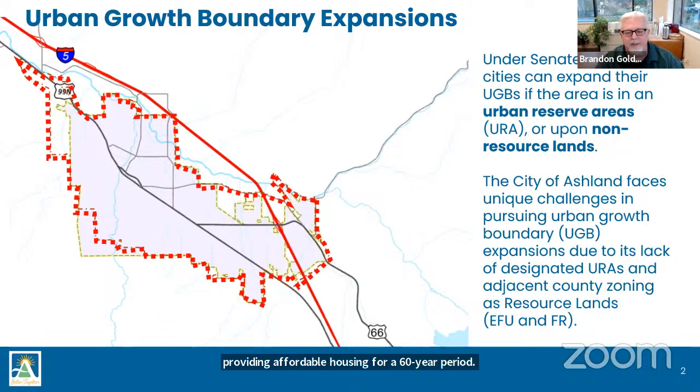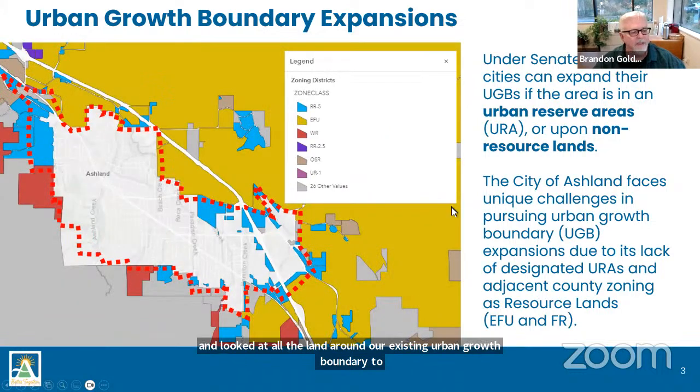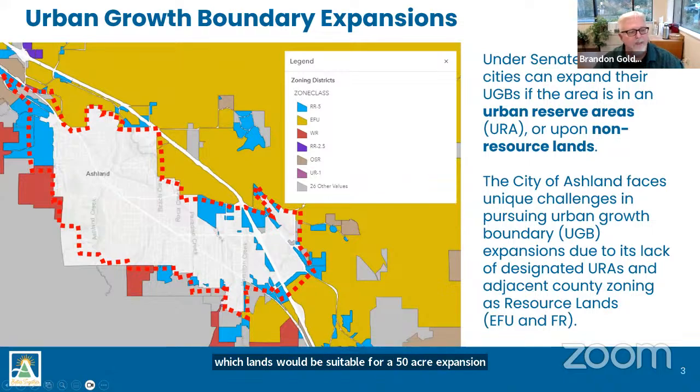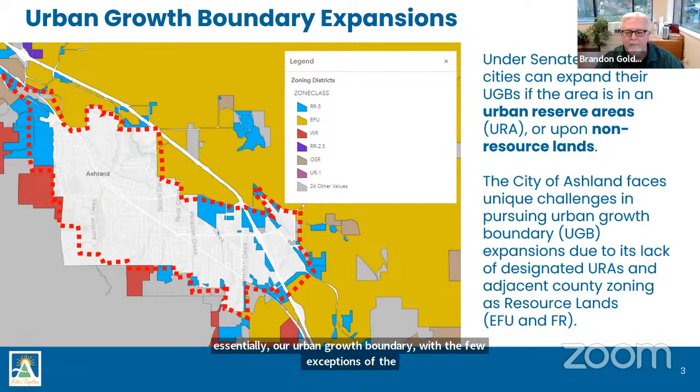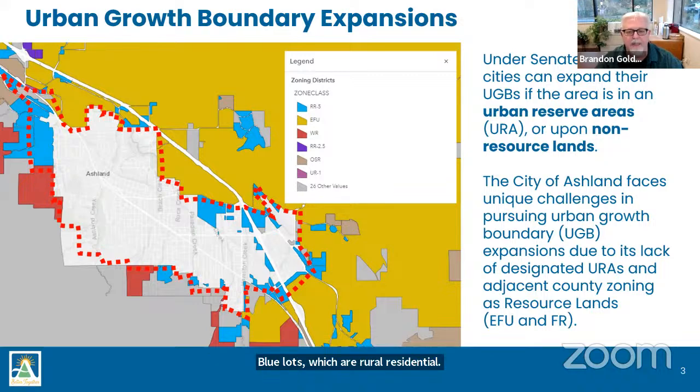Once Senate Bill 1537 was passed, like all cities in the state, we were probably one that went and looked at all the land around our existing urban growth boundary to identify which lands would be suitable for a 50-acre expansion. Some of the preclusions in Senate Bill 1537 relate to you can't expand onto exclusive farm use or forest reserves. And on the map I'm showing presently, you'll see that the forest reserves are indicated in gray and the exclusive farm use is in that mustard color. So essentially our urban growth boundary, with the few exceptions of the blue lots, which are rural residential, is largely surrounded by lands that we can't expand onto.